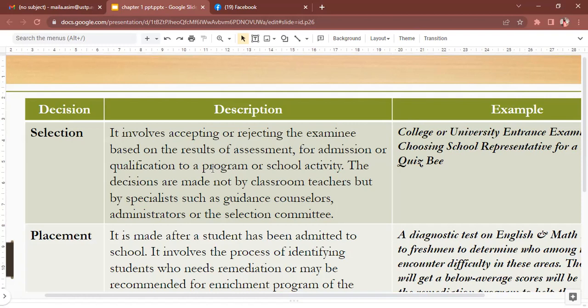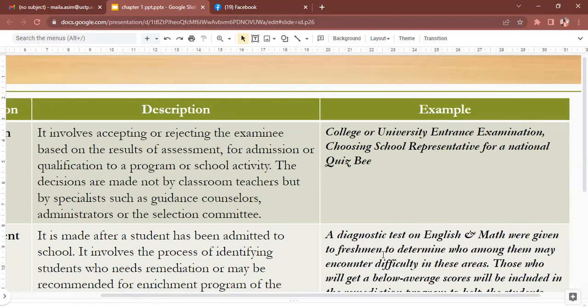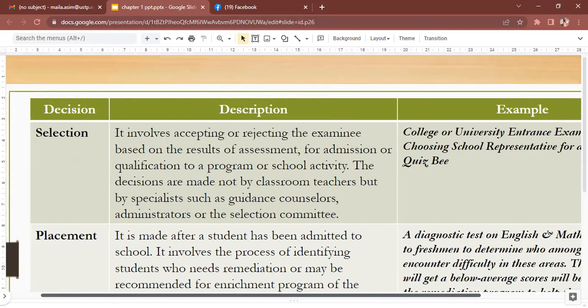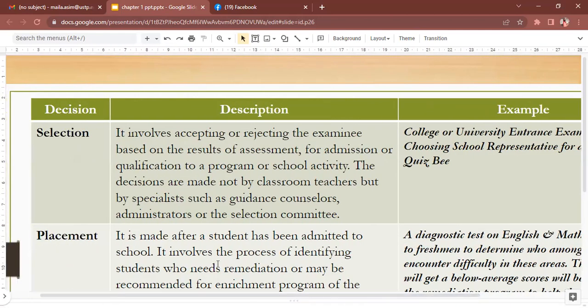The decisions are made not by classroom teachers only, but by specialists. For example, guidance counselors, administrators, or selection committees in the school. Examples are the college or university entrance exam, and choosing a school representative for a national quiz bee, or a representative for the schools division readathon, or whatsoever. That is what is called selection.